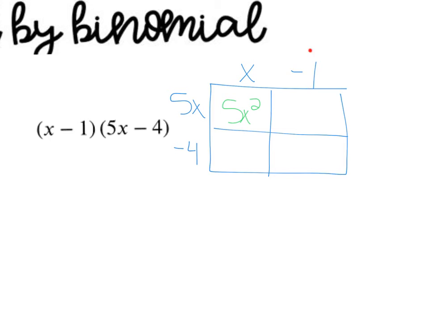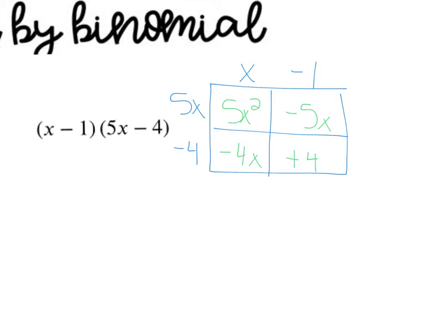So 5x times negative 1 is negative 5x. This box right here is negative 4 times x. So that's negative 4x. And then my last box right here is negative 4 times negative 1. That is a positive 4.